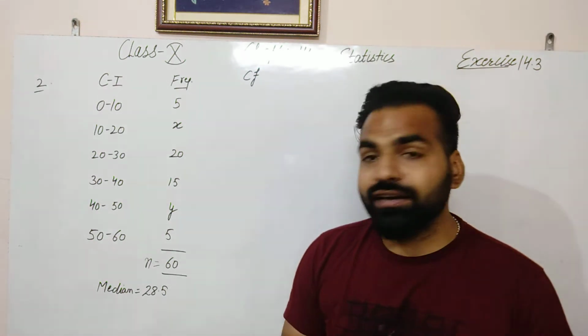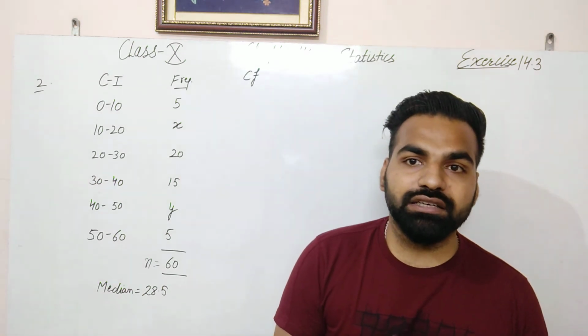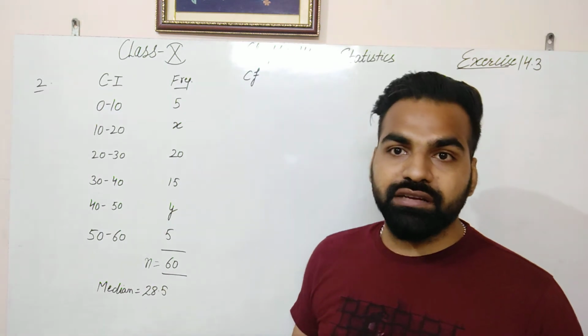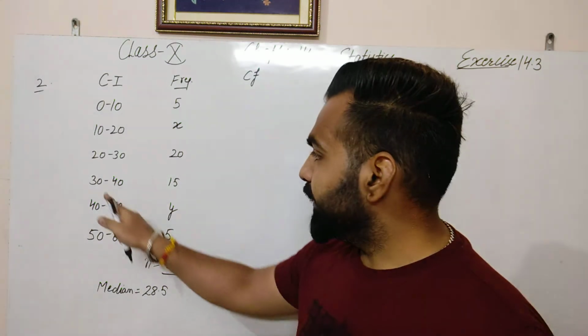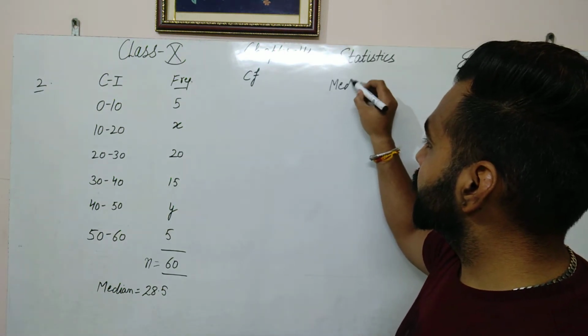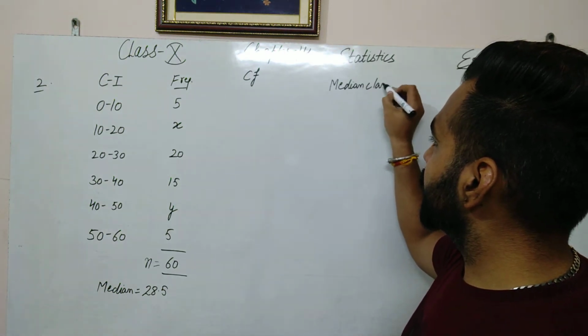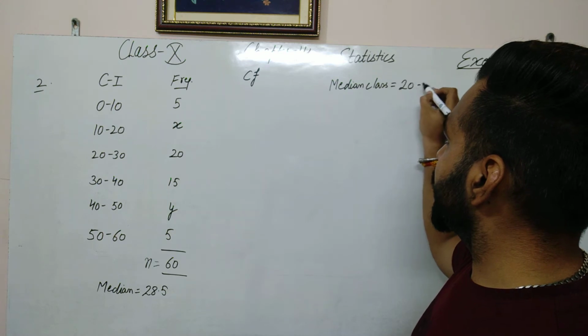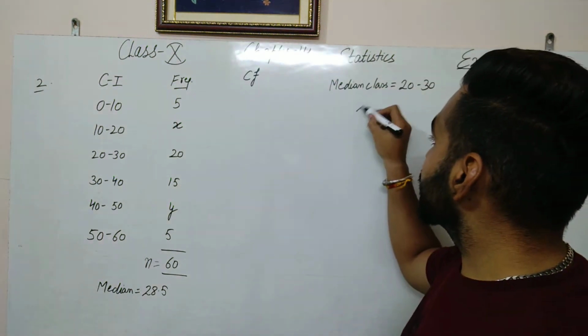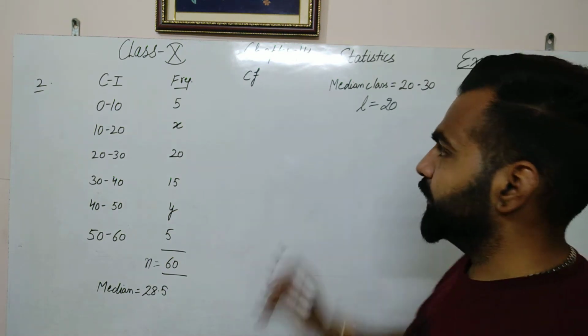Now, what is the median class? The class interval in which the median lies. So median is 28.5. Then what will be our median class? Median class will be 20 to 30. And the lower limit of the median class is the value of L. So L will be equal to 20.